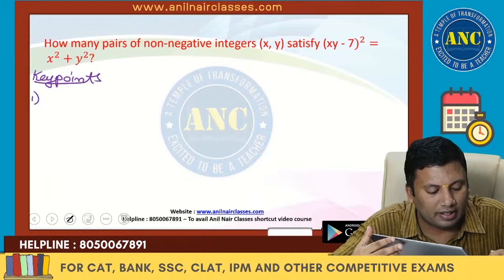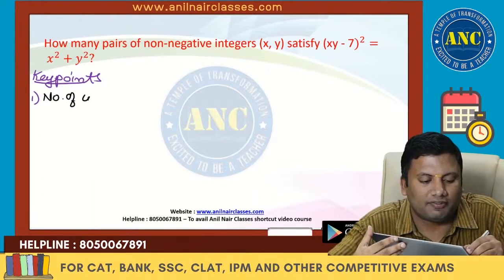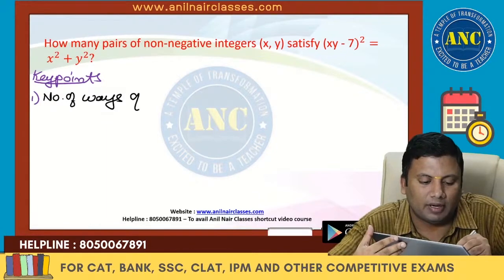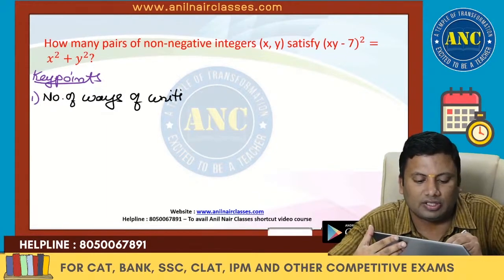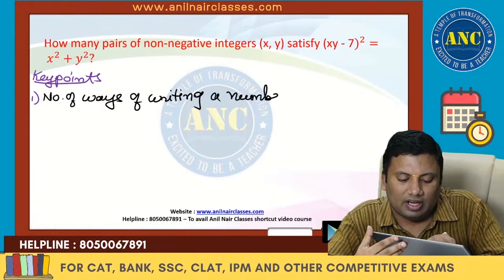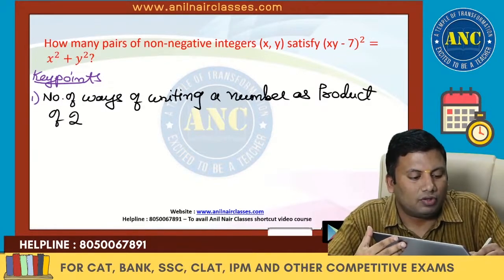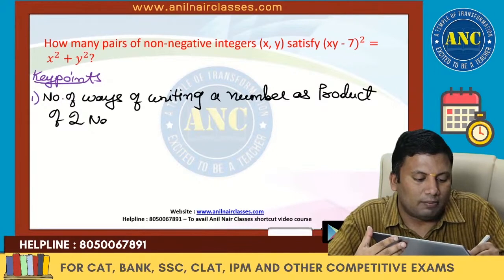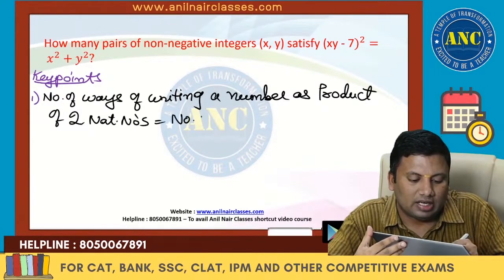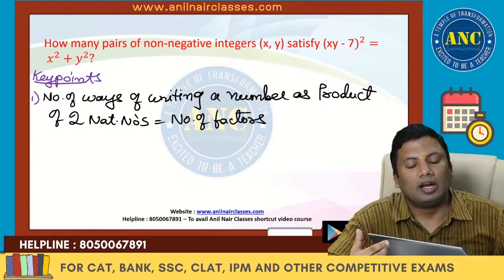First key point: the number of ways of writing a number as a product of two natural numbers. It is nothing but the number of factors.